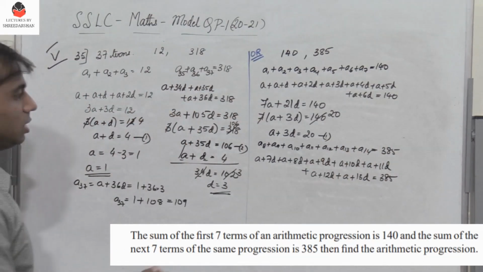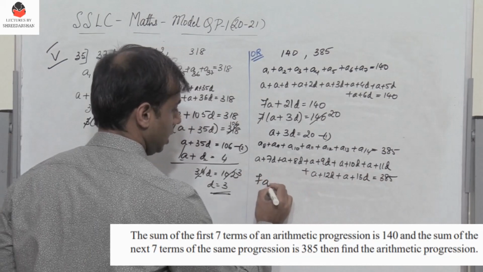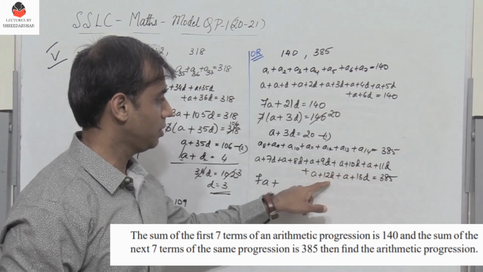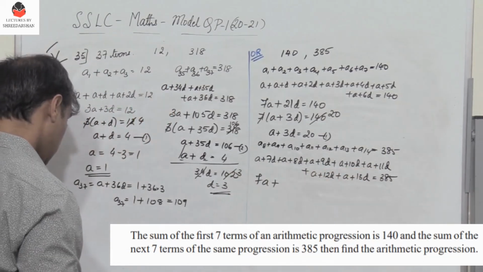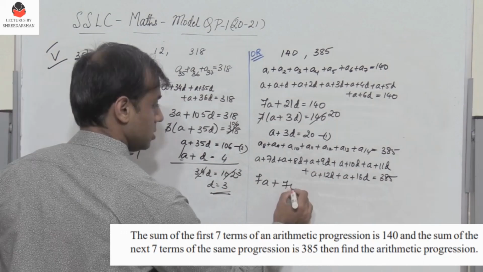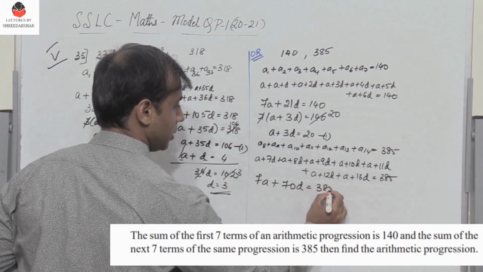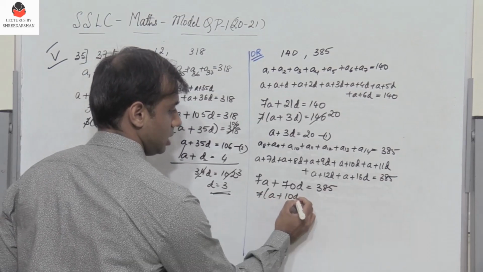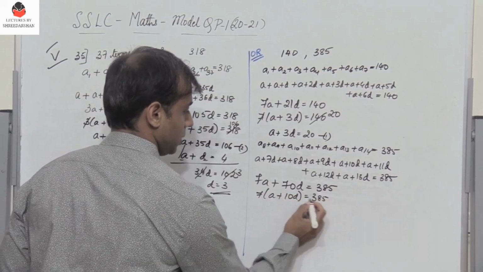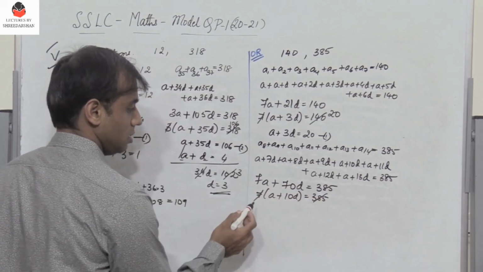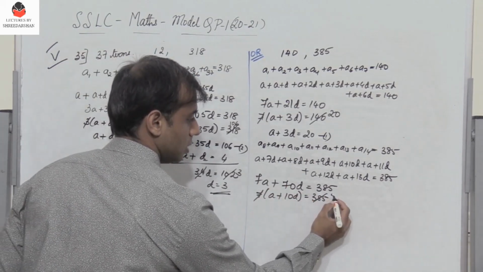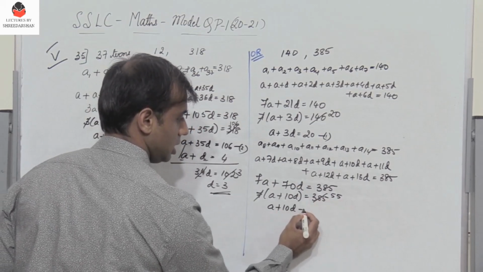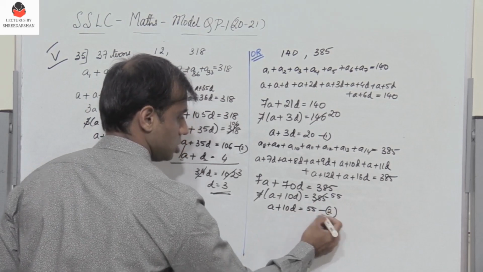Alright, so now again I have 7a, so 7a plus I add up all of them. So 7 plus 8 plus 9 plus 10 plus 11 plus 12 plus 13. So when I add up all of them, what do I get? I get 70d equals 385. So again I can take 7 common. I get a plus 10d equals 385 divided by 7. So again I can cancel 7. So 7 5s are 35, I get 55. So a plus 10d equals 55.